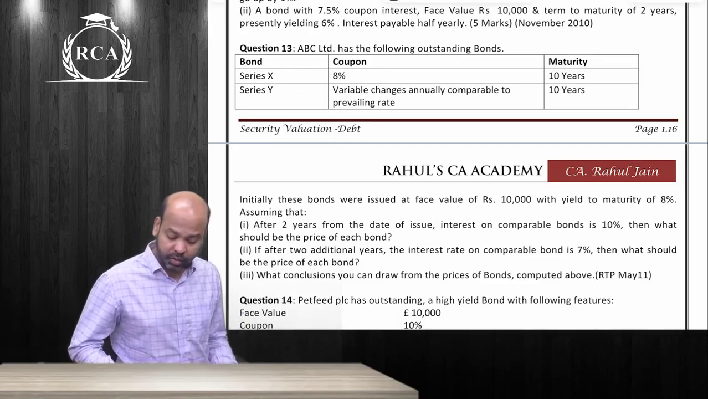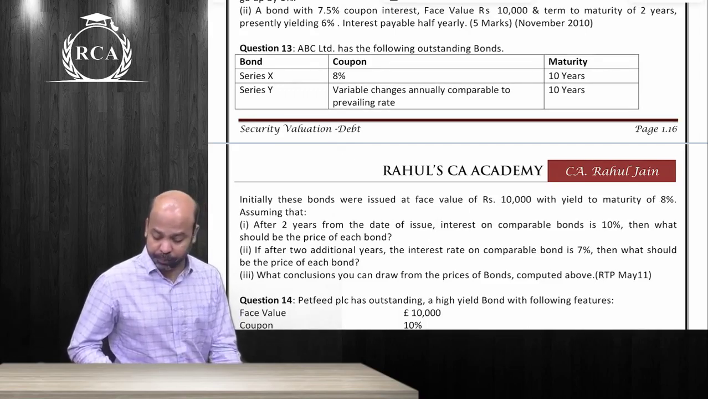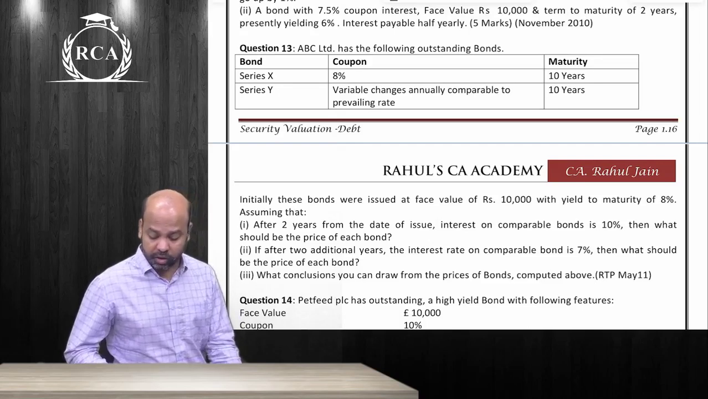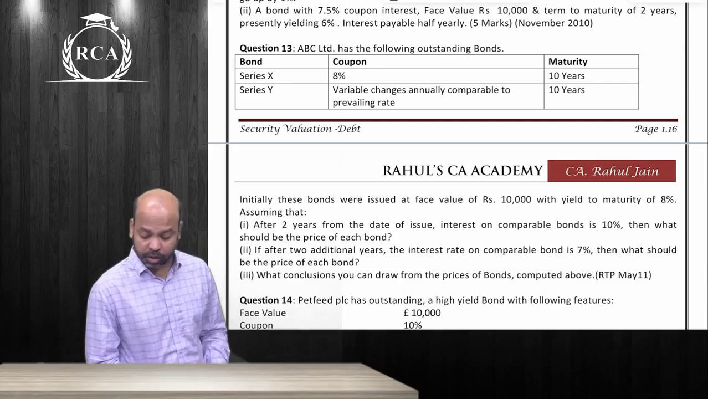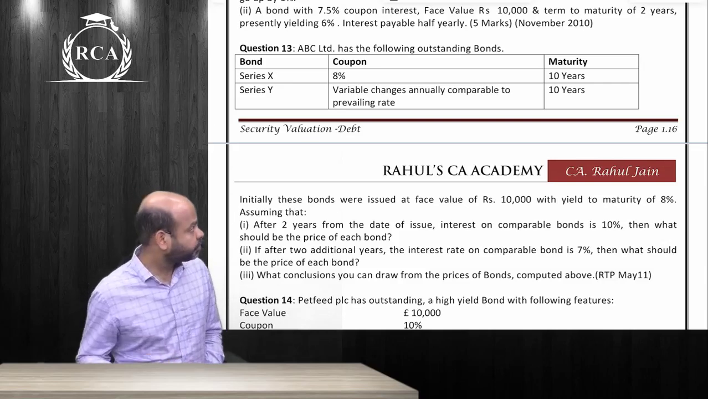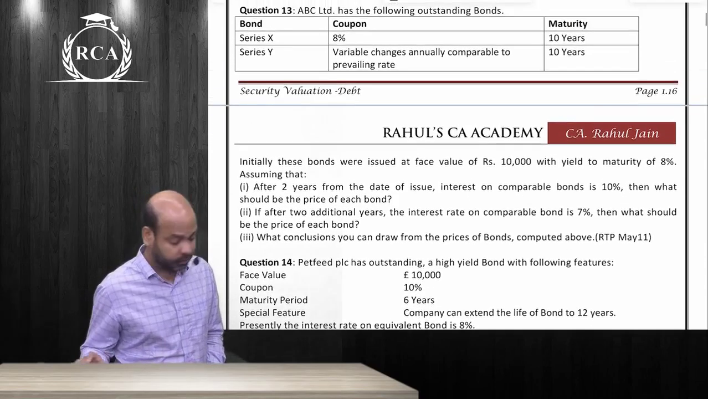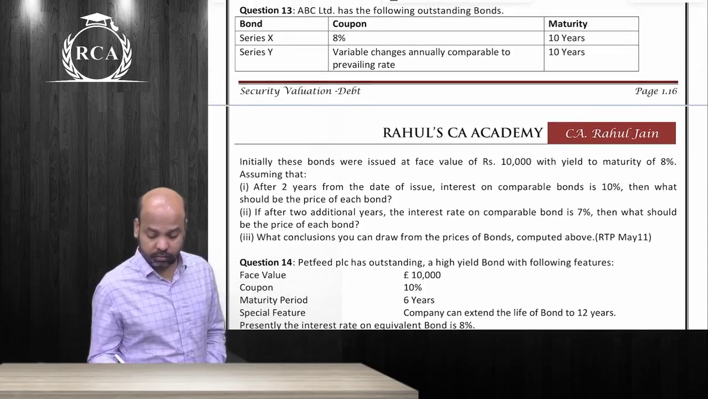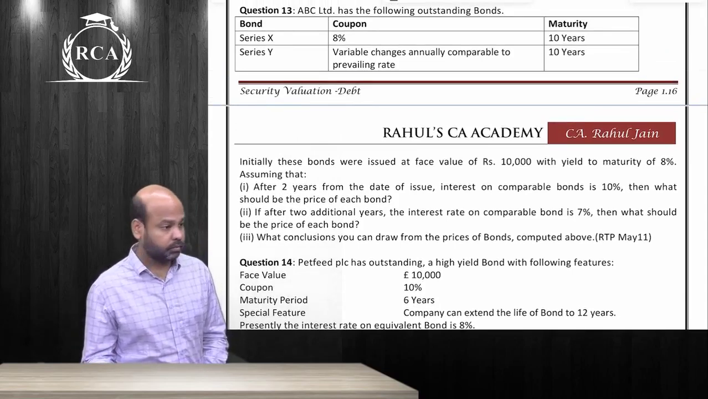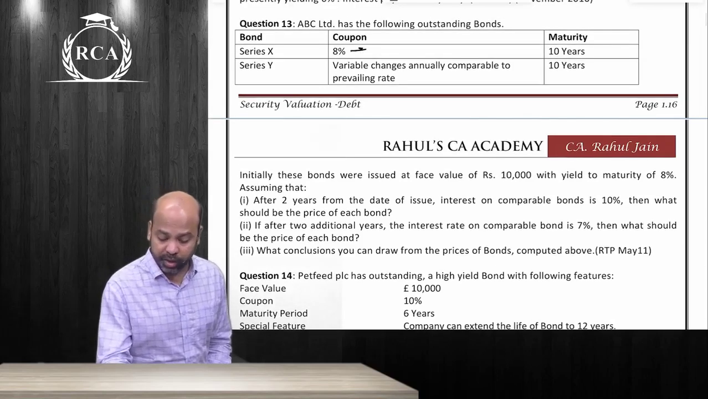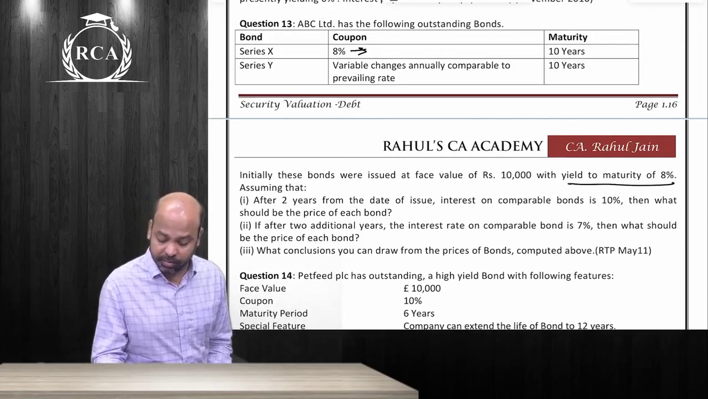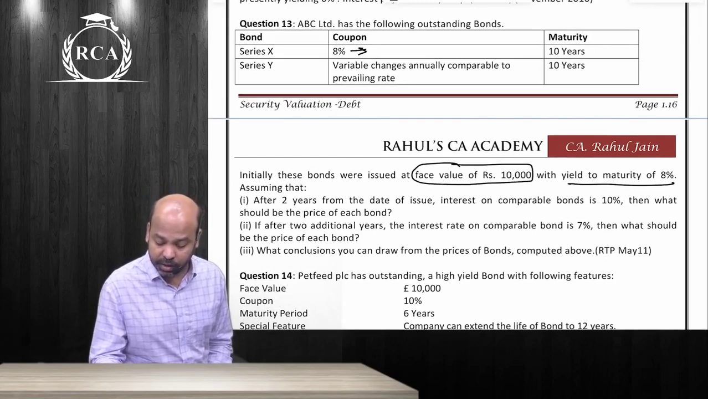Assuming that after 2 years from the date of issue, interest on comparable bonds is 10%, then what should be the price of each bond? Initially, beta, coupon rate and YTM were the same. That is why the bonds were directly issued at par value.